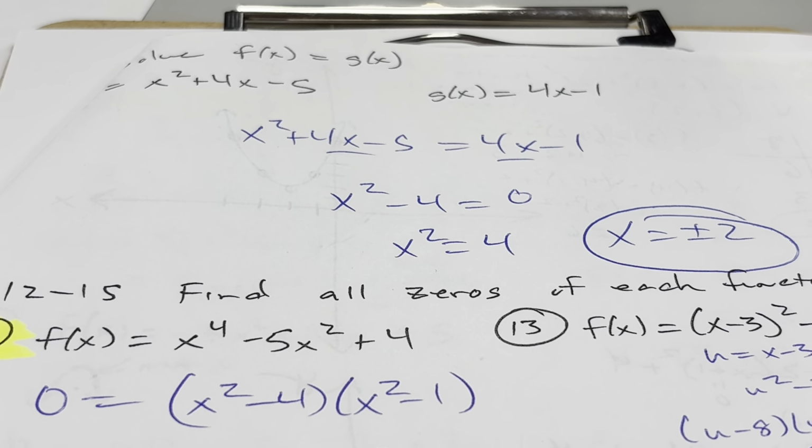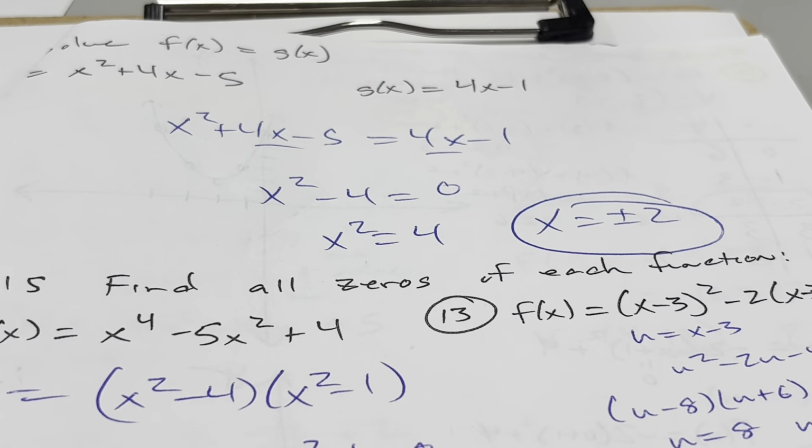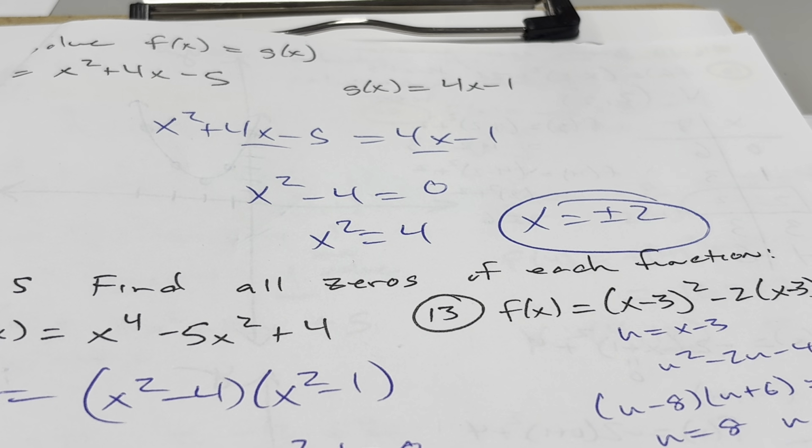Now here we just have to solve f of x equals g of x. So you don't actually have to find the point of intersection. No y value involved. Easy peasy. Set f of x equal to g of x. The 4x's cancel. Add 1 to both sides. x squared minus 4 is equal to 0. x squared is equal to 4. x is plus or minus the square root of 4. x is plus or minus 2.